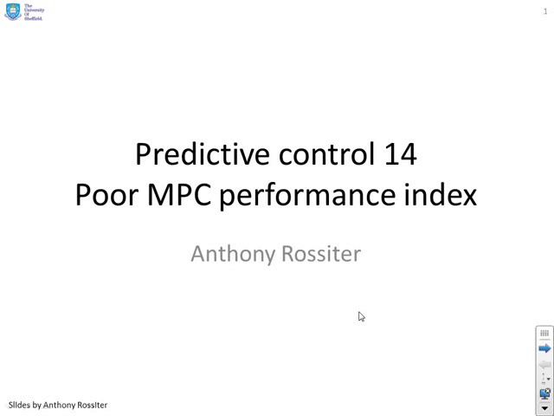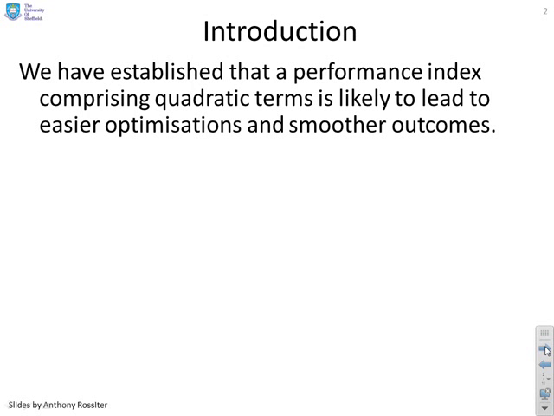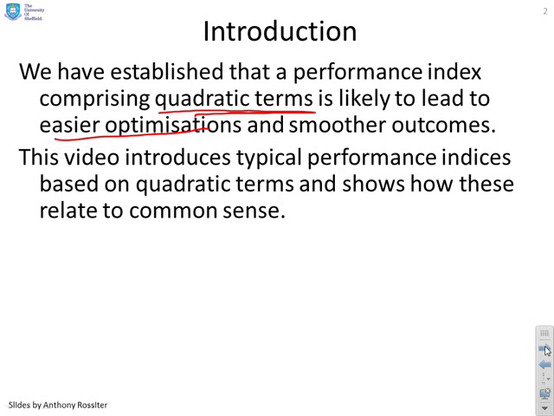This video shows how you can actually come up with poor MPC performance indices. We have established that a performance index comprising quadratic terms is likely to lead to easier optimizations and smoother outcomes. This video introduces some typical, or you might call them naive, performance indices based on quadratic terms and shows how these relate to common sense but what the outcomes might be if you are not careful.